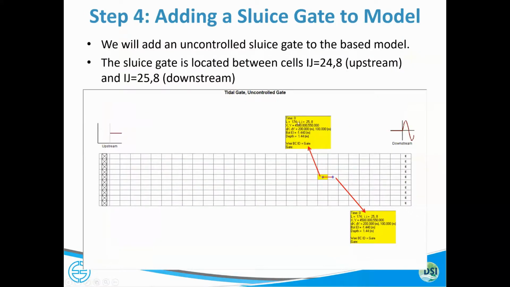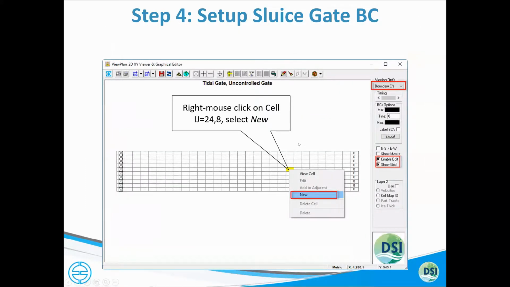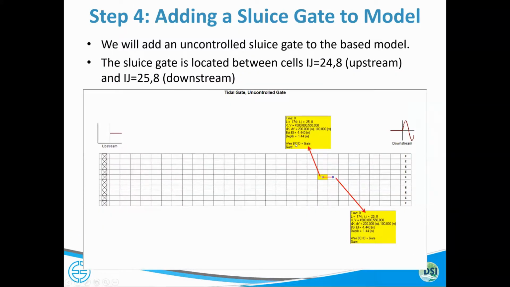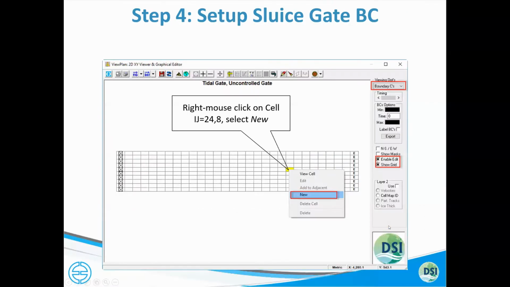So the upstream cell, this particular I and J, here's the information, and when you click on the cell, it gives you the information about it. If it's a boundary condition, it gives you the ID here, and then provides some information on the current boundary condition for that structure. So here's the upstream cell, and this is the downstream cell for the gate.